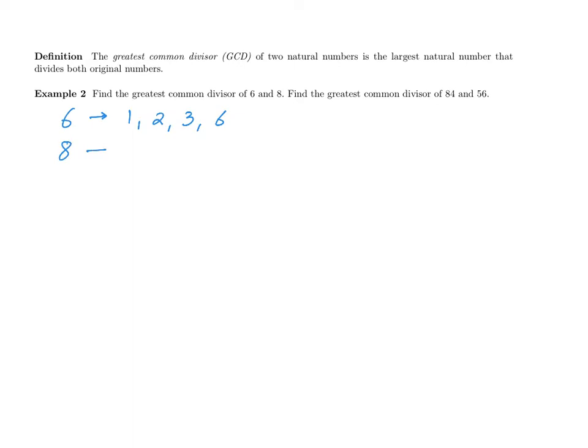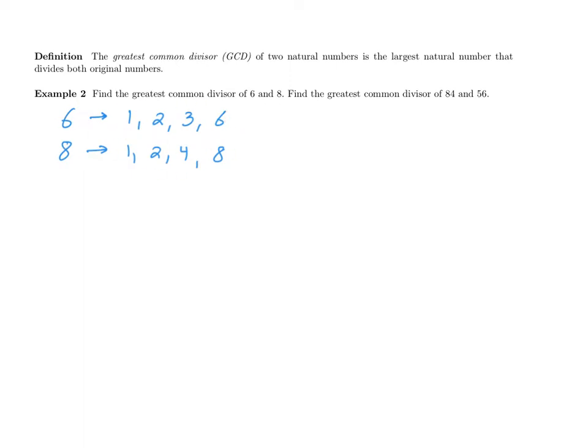Likewise, for 8, the divisors of 8 are 1, 2, 4, and 8. When we say a greatest common divisor, common means it's going to be a number that is on both of these lists. And the greatest means, well, it's going to be the largest of the ones that are common. So on these two lists, these are all divisors, these for 6 and these for 8.